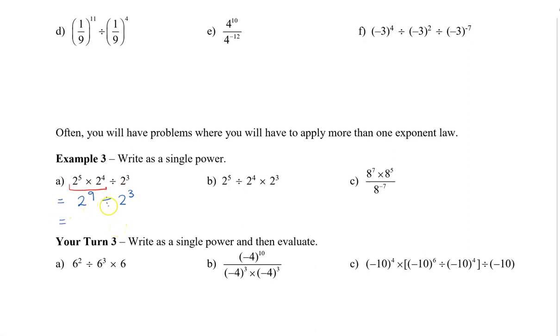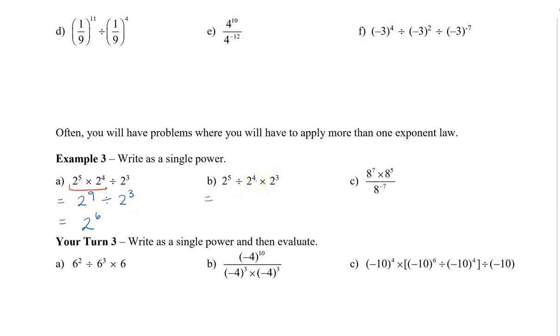Now this time we're dividing, and when we divide, we keep the base the same, but this time we're going to subtract our exponents. So now we have 9 minus 3, which is 6. This one doesn't tell us to evaluate, so we're going to leave this answer as 2 to the power of 6.